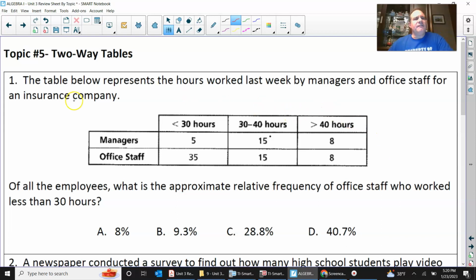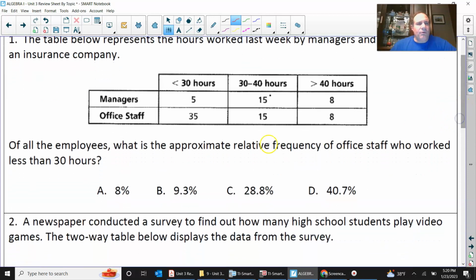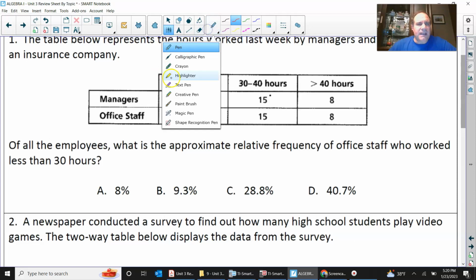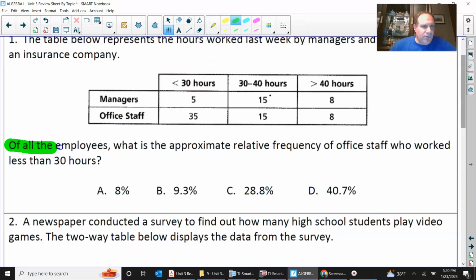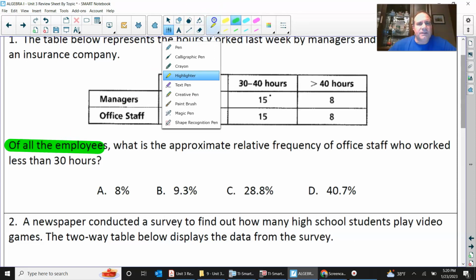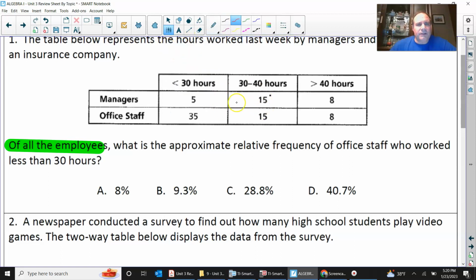All right, topic 5. The table below shows the hours worked last week by managers and office staff for an insurance company of all the employees. So just be careful when you're reading this, of all the employees. So I'm just going to put down all the employees. Okay, wait, I don't have totals. So I need my totals.